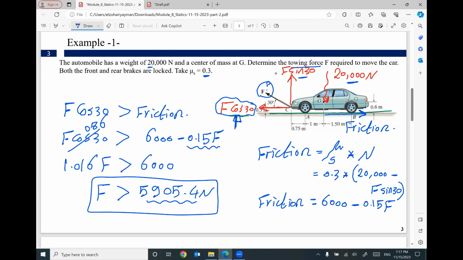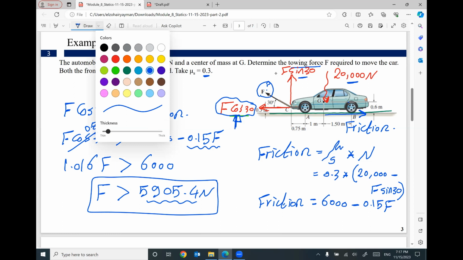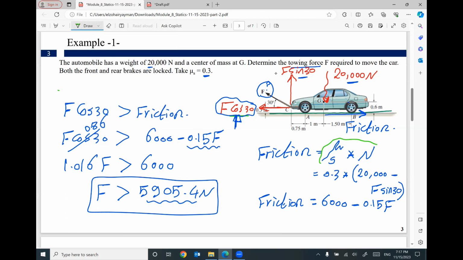So this is the solution of the problem. The only trick here, and be careful when you are trying to find the friction force, mu times capital N: your capital N is any forces perpendicular to the surface. We have 20,000 coming down and F sine 30 coming up, so I have to subtract both of them. So your friction is not a value, it's a function of F. Your applied force, the horizontal component of the towing force, must be greater than the friction force to push this car to move. I moved the negative 0.15 F to the other side and got 1.016 F greater than 6,000. So F will be greater than 5,905.4 Newton.